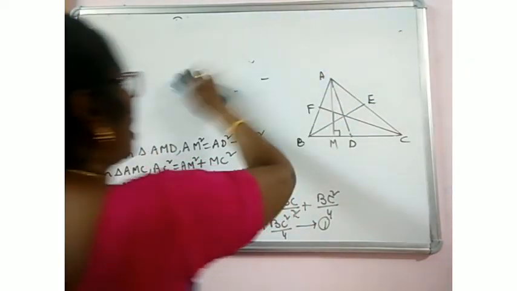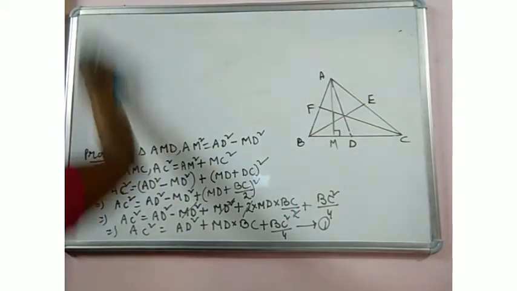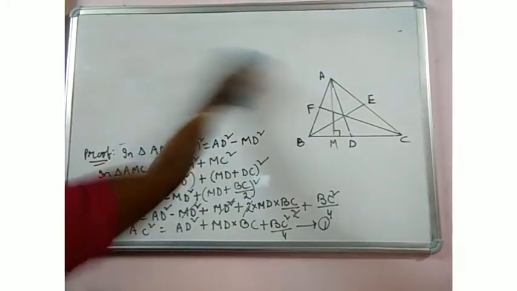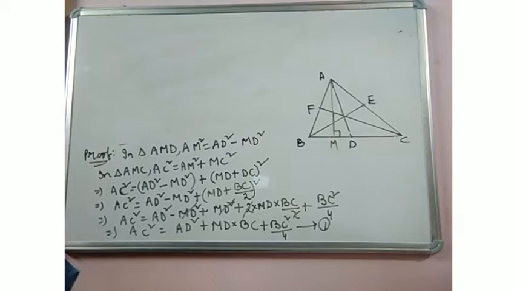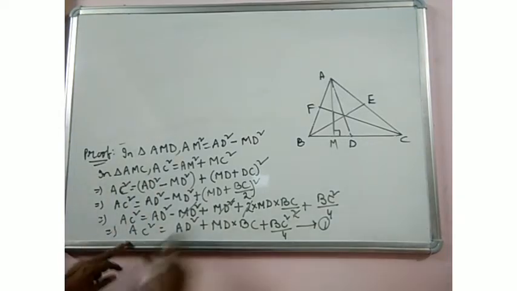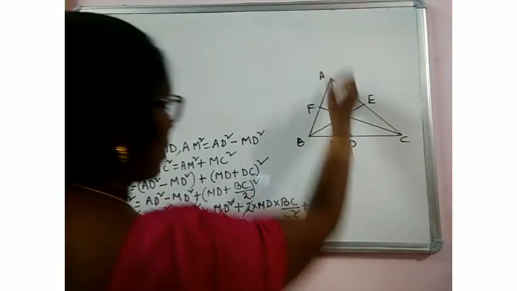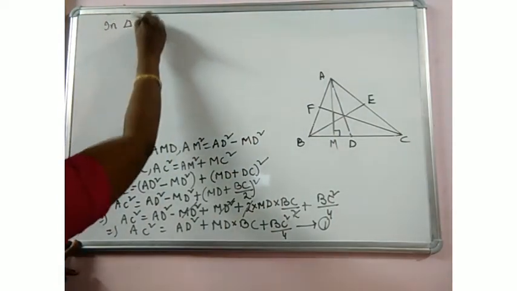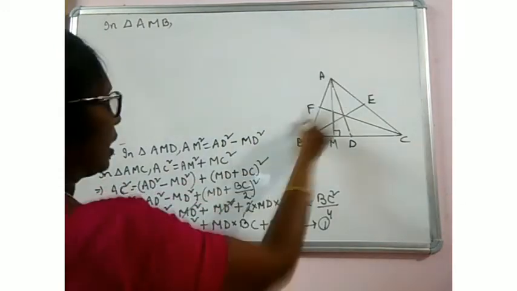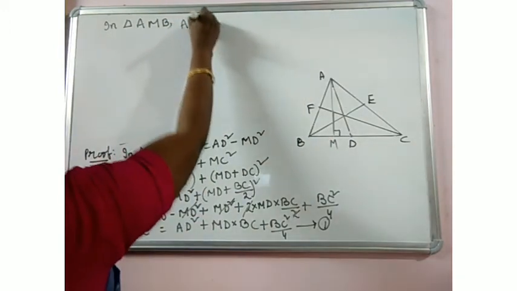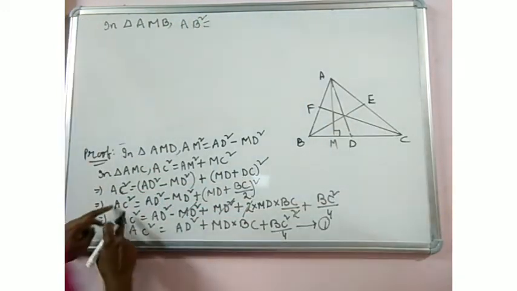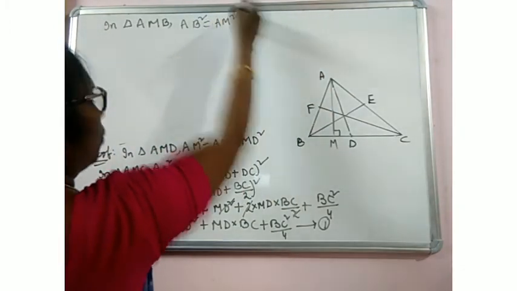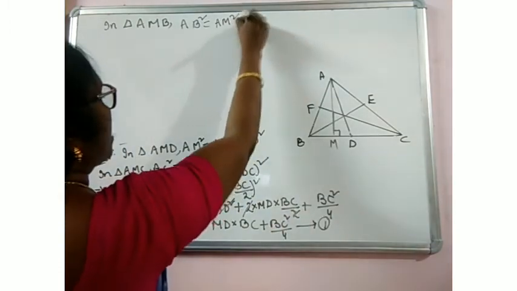Same way how we found AC square, let us find AB square also in the same way. So AC square we got. Now let us see triangle AMB. In triangle AMB, AB square is equal to AM square plus BM square.